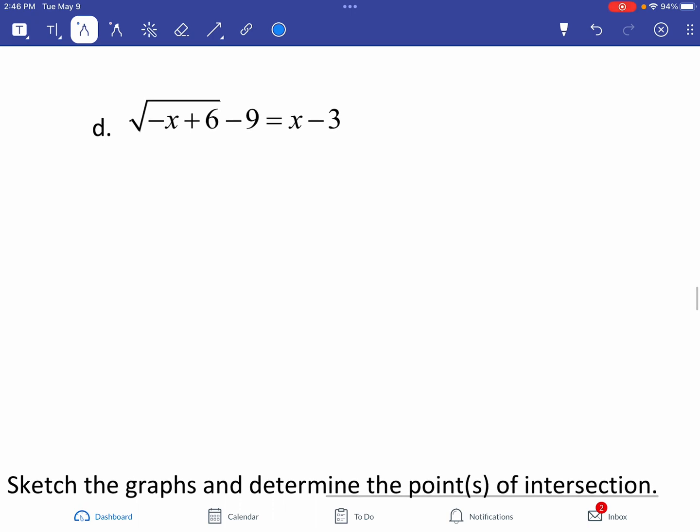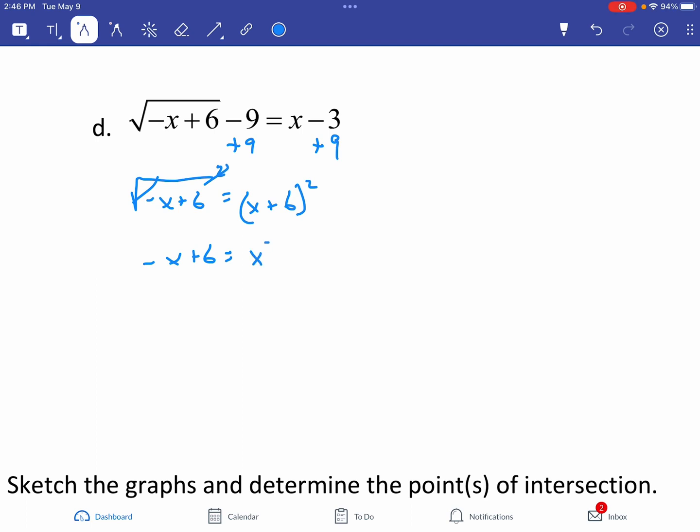Next, part D. Again, I have to get my square root sign isolated, so I have to add 9 to both sides. So I have the square root of negative x plus 6 equals x plus 6. Okay, now, like before, now that the square root sign on the left is isolated and by itself, I can square both sides of my equation. The square root and the square root will cancel. I get negative x plus 6 equals the x plus 6 squared on the other side. I have to multiply that out. So x plus 6 times x plus 6 gives me x squared plus 12x plus 36.